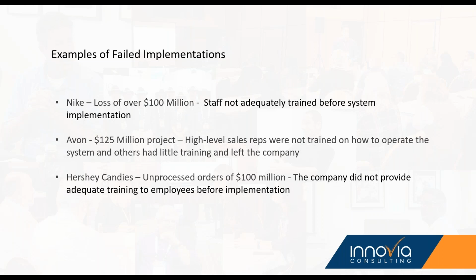Avon, same kind of thing, $125 million. They ended up having to scrap it a little bit because their high-level sales reps couldn't even get into the system, had no idea how to open a system. Avon wasn't willing to make some moves, and you had users who couldn't open systems, and then you had others that started feeling like, you know what, they're not investing in me, I'm not investing in them, and I'm out the door.